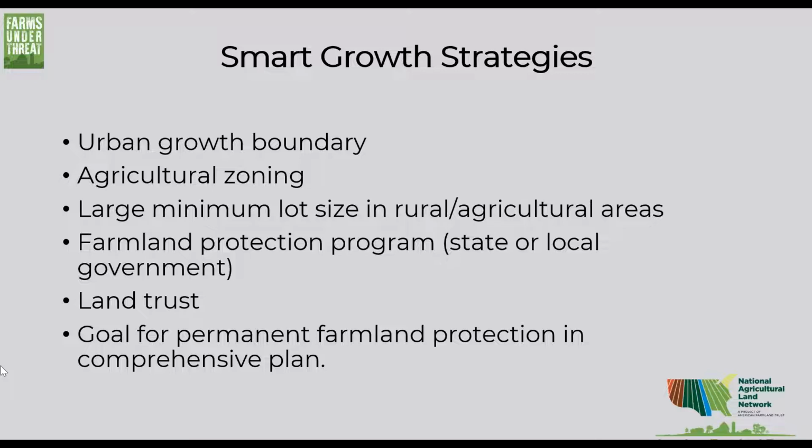Farmland protection programs. This could be at the state or local government levels, and then private land trusts are critically important. And there are wonderful private land trusts that are operating very successfully across South Carolina. And we would encourage farm owners to contact their local land trust about conserving their land and consider placing a conservation easement on their land that is held by one of the local land trusts there in South Carolina. And then having a goal for permanent farmland protection in your comprehensive plan, having a goal to work towards.